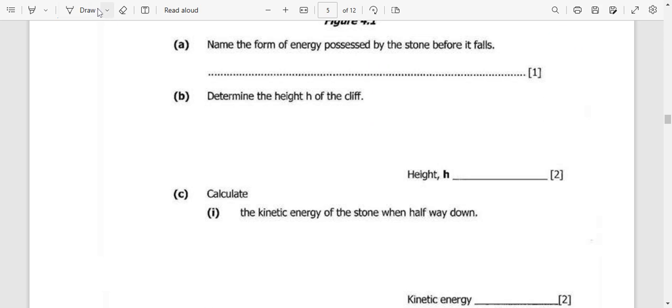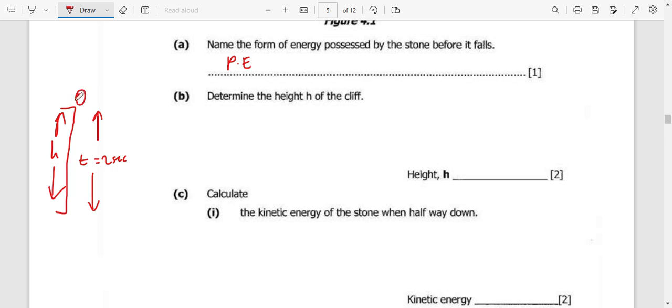Now the first question says, name the form of energy possessed by the stone before it falls. So before it falls, it has got potential energy that we've already said. So determine the height h of the cliff. Now remember, we've already been told that the stone took 2 seconds to reach the bottom. Okay, and at the beginning, it has not yet fallen, meaning that the initial velocity it has is what? 0.